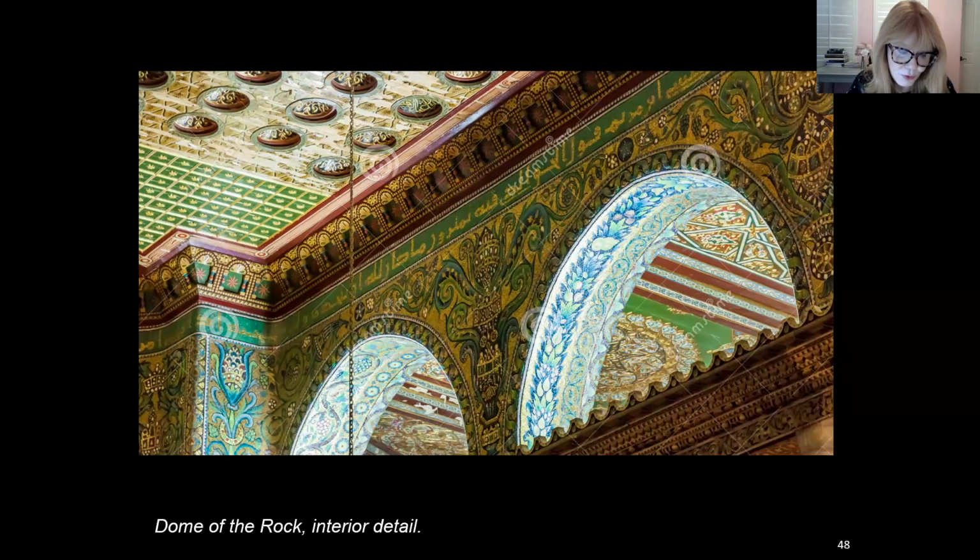There are 45,000 blue and gold tiles on the exterior that were installed during one of the leaders in the 1500s. There are 1,280 square meters of mosaics.